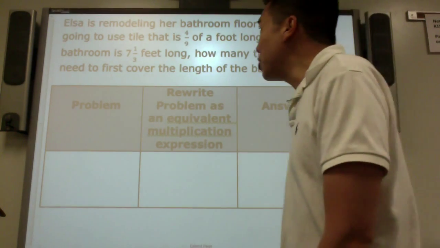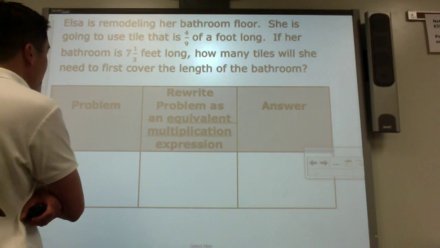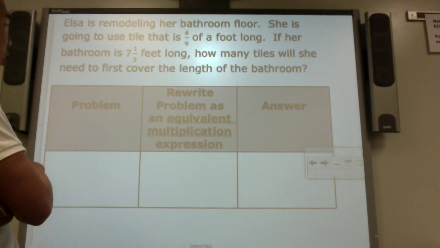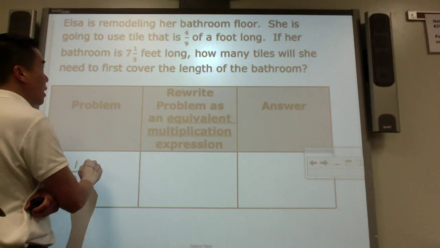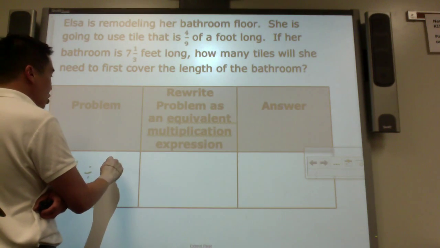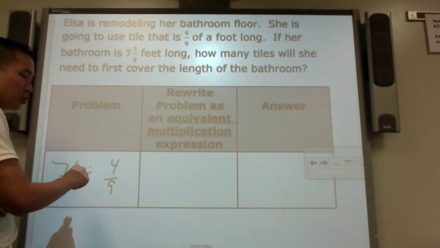And last but not least, Elsa is remodeling her bathroom floor. She is going to use tile that is 4/9 of a foot long. If her bathroom is 7 1/3 feet, how many tiles will she need? So I want to know how many groups of 4/9 go into 7 1/3.